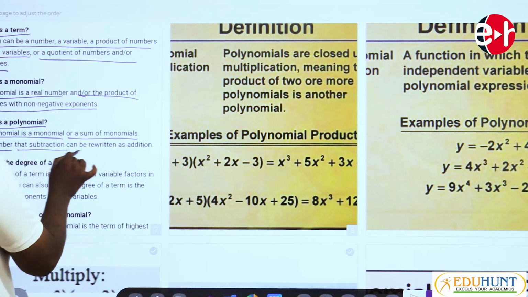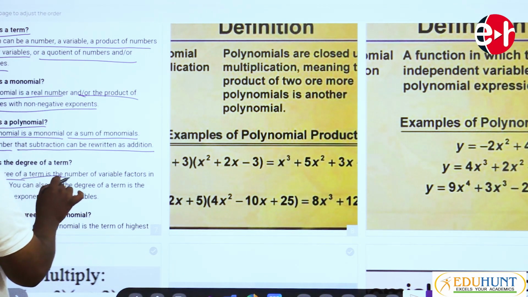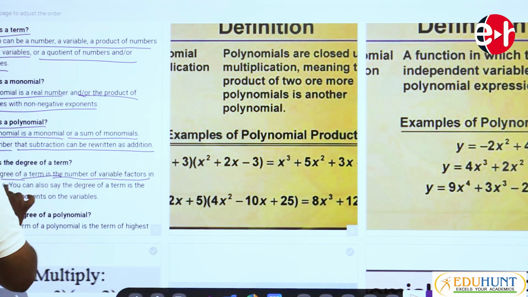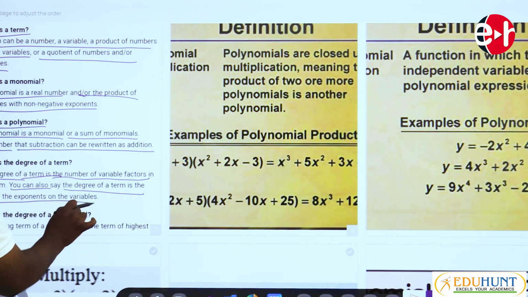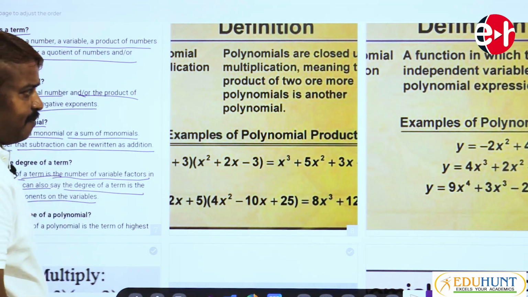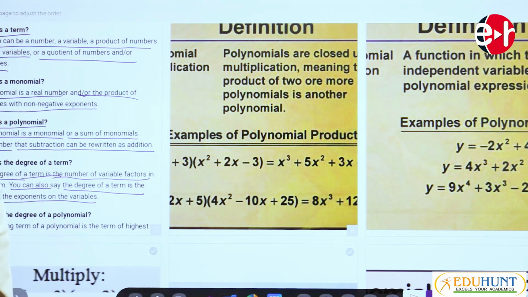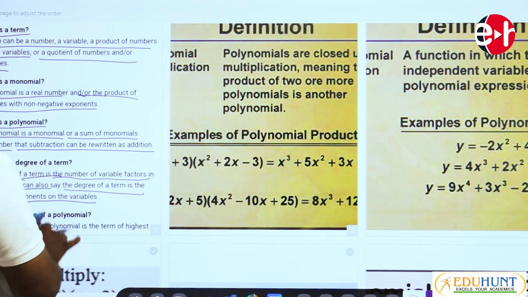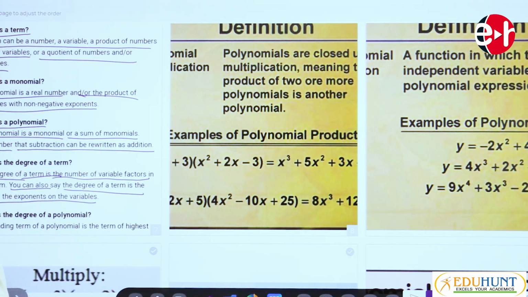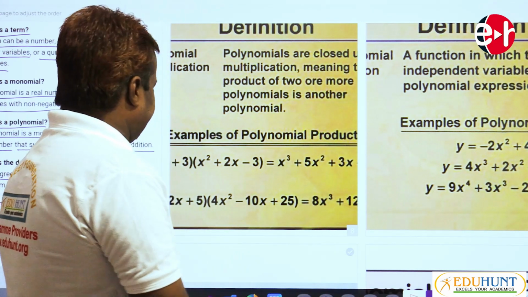Remember that subtraction can be written as addition. And what is the degree of a term? The degree of a term is the number of variable factors in the term. You can also say that the degree of a term is the sum of exponents of the variables. అంటే ఇప్పటి వరకు మనం ఏం నేర్చుకున్నాం అన్న దానికి, here what is the term, what is a monomial, what is a polynomial, what is the degree, what is the degree of a polynomial, highest exponent, next product of polynomials. Okay, these are the examples, children.